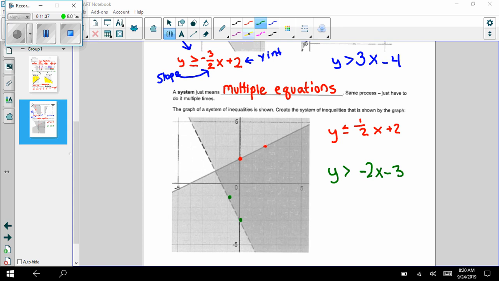Notice that some of the shades overlap, and I'll highlight it with yellow here. Any point that falls in the shaded region that is shared by both lines is in fact a solution.